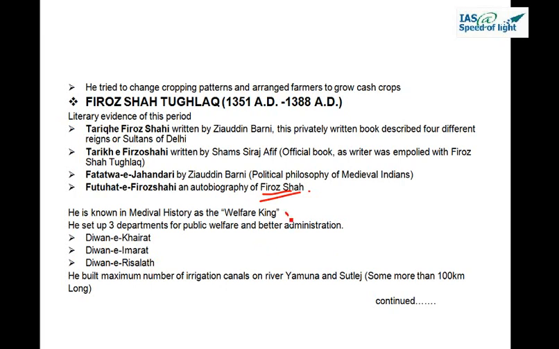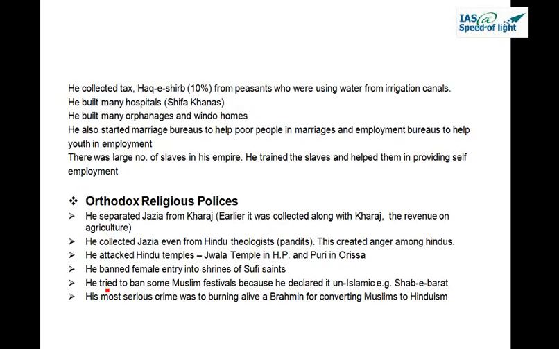He is known in medieval history as the welfare king. He set up three departments for public welfare and better administration: Diwane Khairat, Diwane Imarat, and Diwane Risala. He is also known as a king who built the maximum number of irrigation canals, some more than 100 kilometers long.